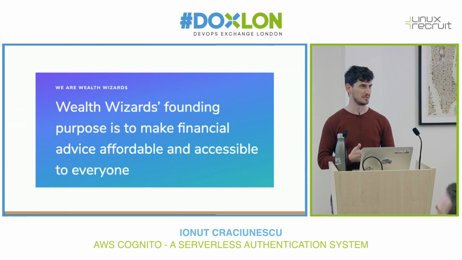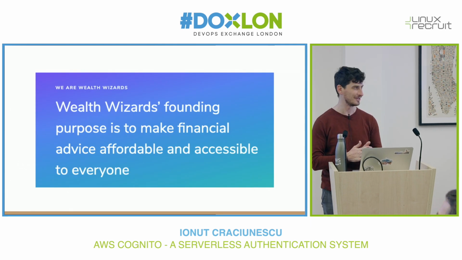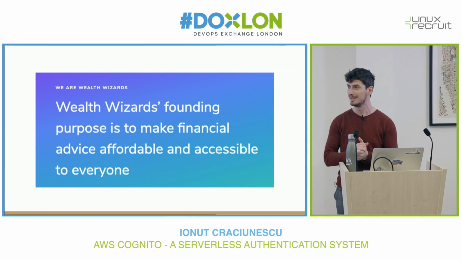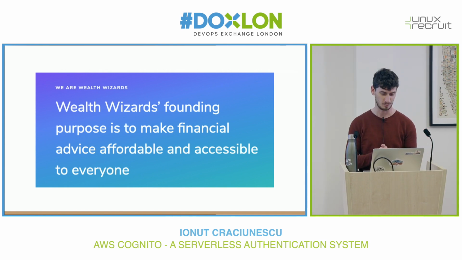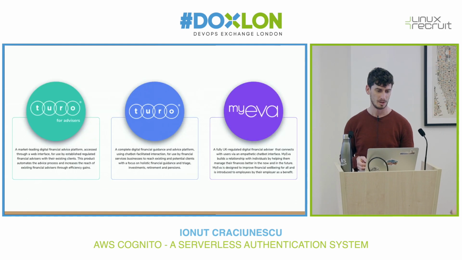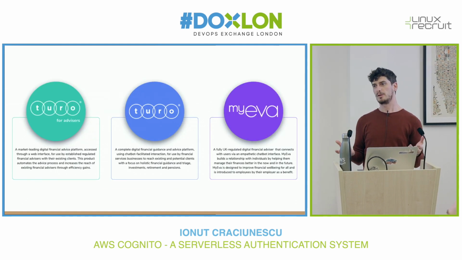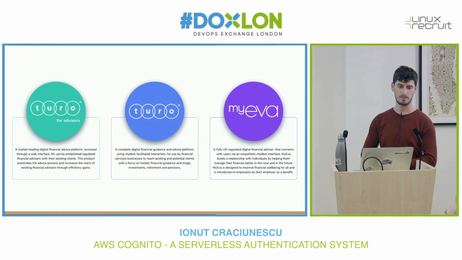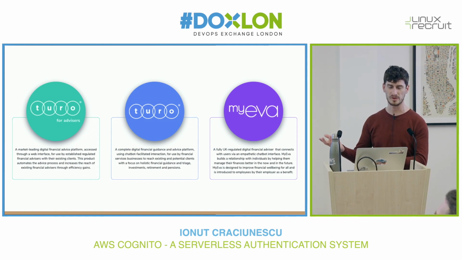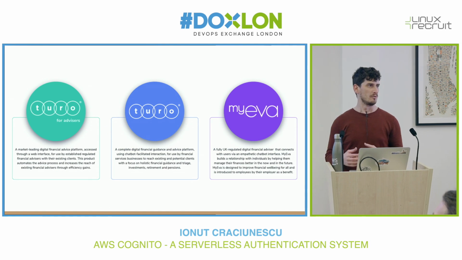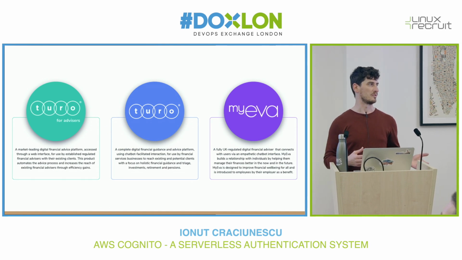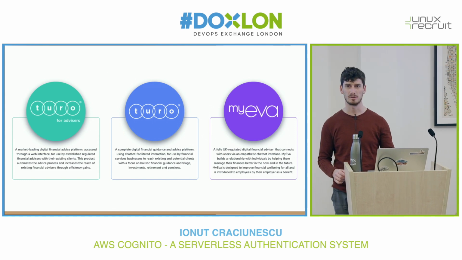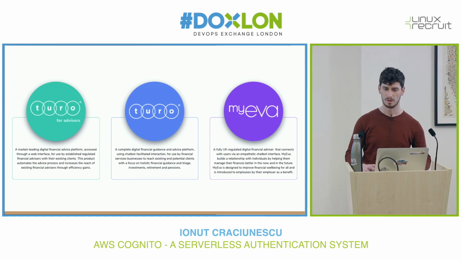A bit of cheeky PR or marketing. Our goal is to make financial advice affordable and accessible to everyone. I know it's bold. We put a lot of effort into making that happen. The way we go about it, we create applications that automate giving financial advice. We have an application called Turo for advisors aimed at financial companies to automate their process of giving financial advice. It's completely regulated, FCA regulated, as in Financial Conduct Authority.